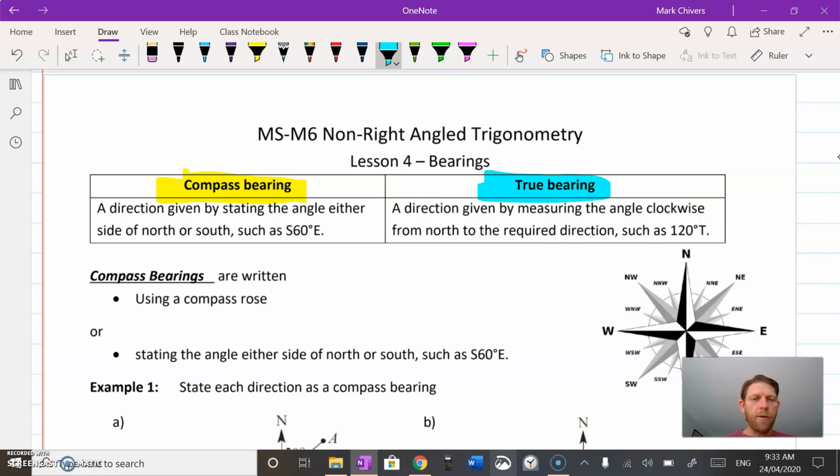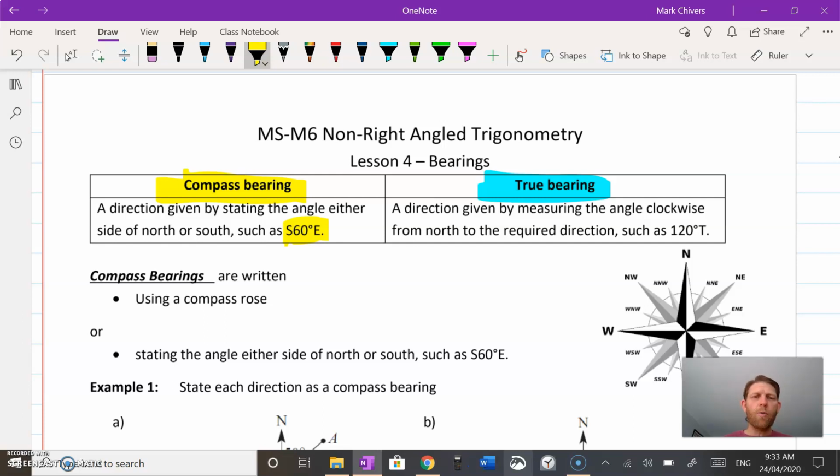Compass bearings are always given with reference to either north or south, and then in the direction of either east or west. So we can have an example such as south 60 degrees east. That means if we started by facing south and turned 60 degrees towards the east, that would give us our bearing.